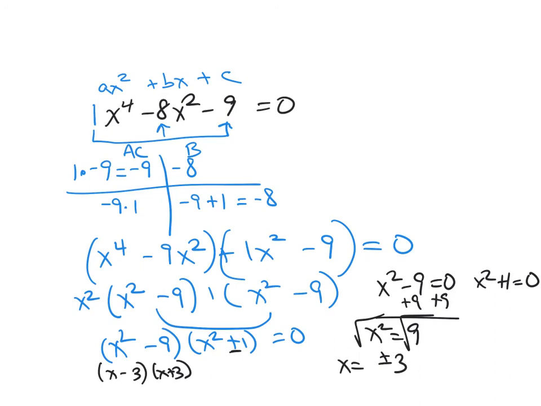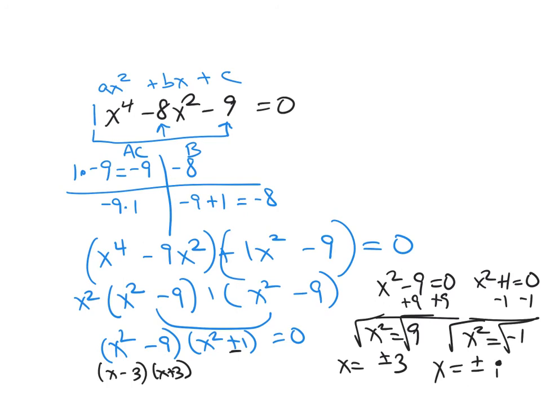On this one right here, since I can't factor it, I'm going to subtract 1. So x squared equals -1. I'm going to square root. Well, the square root of -1, that's an imaginary answer. So x is equal to plus or minus i, my imaginary answer.